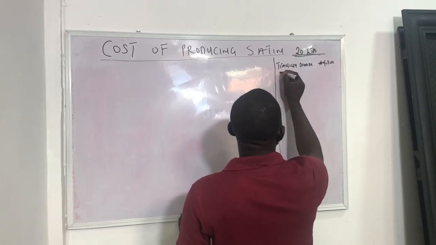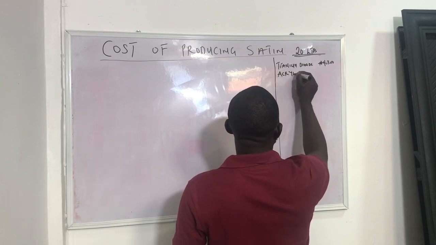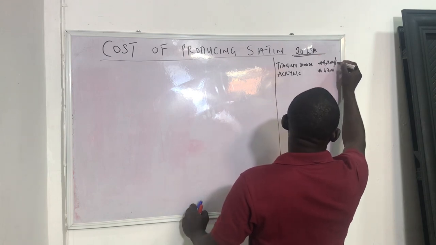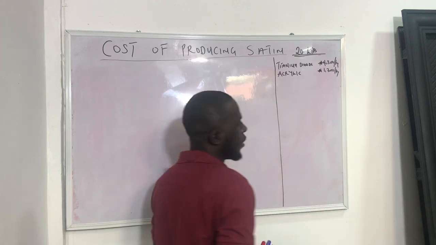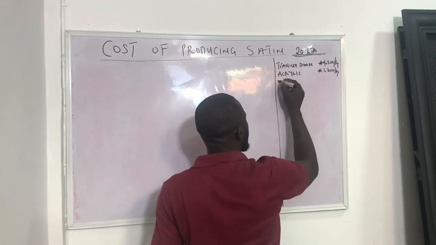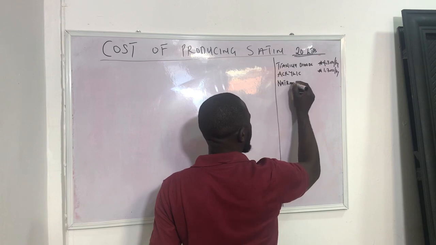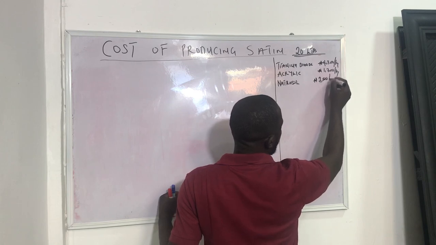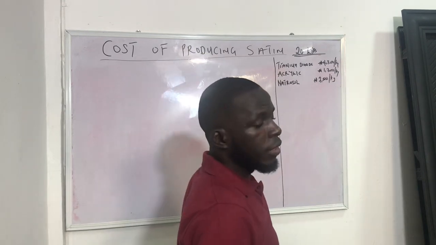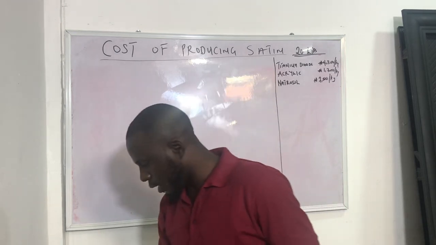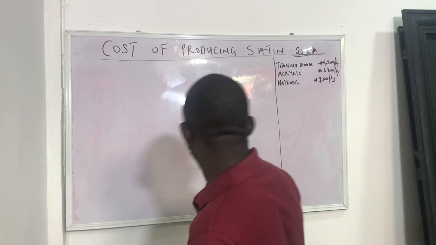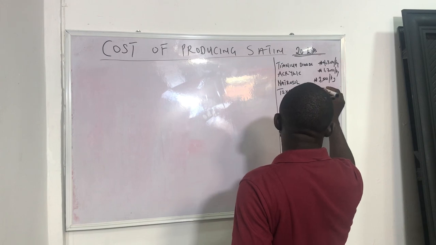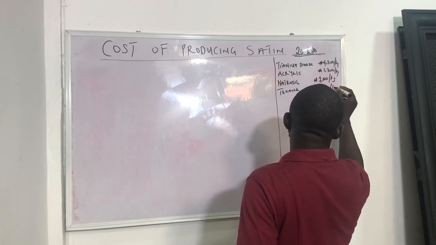Then the next chemical you need is your acrylic. Acrylic is about 1,300 naira per kg. Then you need your nitroso. Nitroso is 7,500 naira per kg. What do you need again? Let me check my records. You need your Tezanon. Tezanon now is about 4,000 naira per kg.